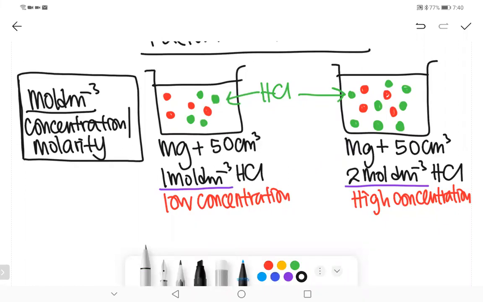Okay guys, type in the chat box and let me know. Are you okay with this concept?